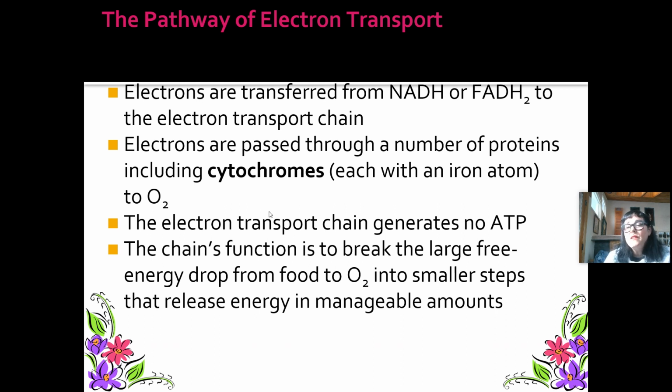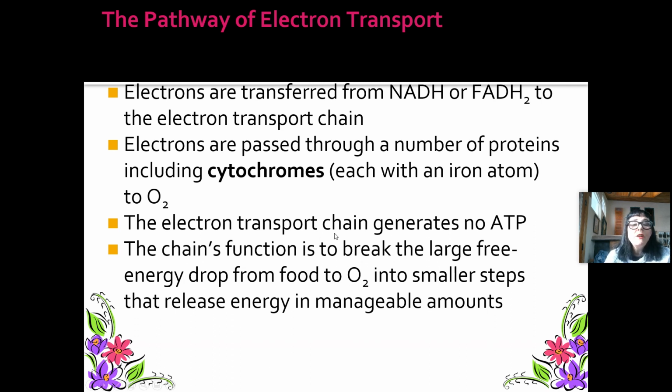That cytochromes are these proteins with iron atoms, and they attract oxygen because we need oxygen for this process to work. If we have no oxygen, you already know if people get deprived of oxygen, they drop dead. Why do they drop dead? Because they can't do cell respiration.